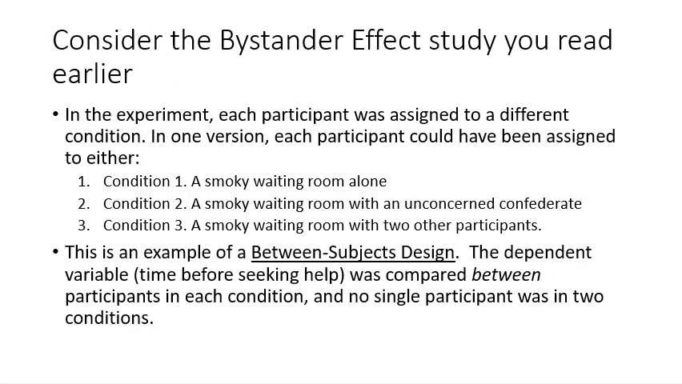So consider the bystander effect study you read earlier. You already know that in the experiment, each participant was assigned to a different condition. In one version, each participant could have been assigned to either condition 1, a smoky waiting room alone, condition 2, a smoky waiting room with an unconcerned Confederate, or condition 3, a smoky waiting room with 2 other participants. So this is an example of a between subjects design. The dependent variable, what they were measuring, which was the time before they sought help, was compared between participants in each condition, and no single participant was in 2 conditions.